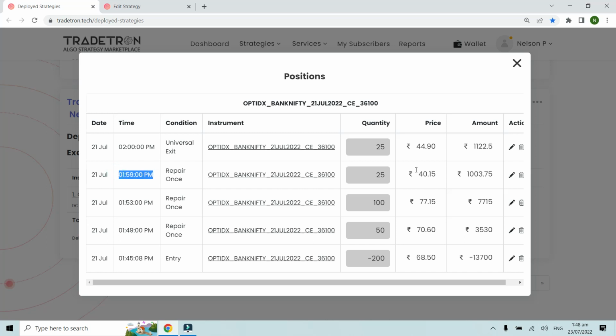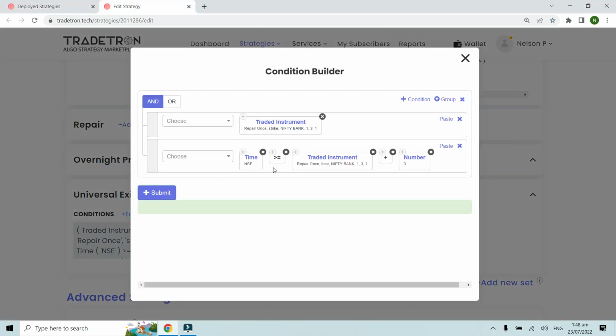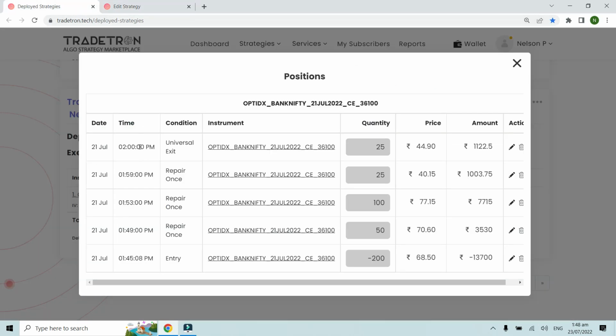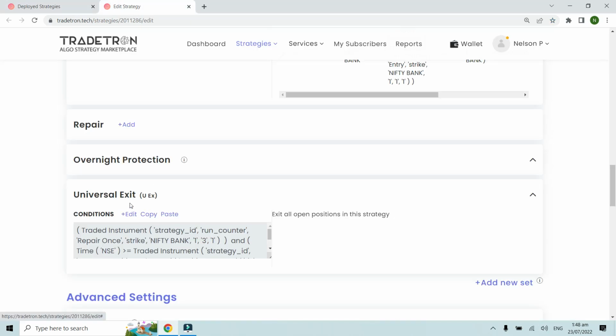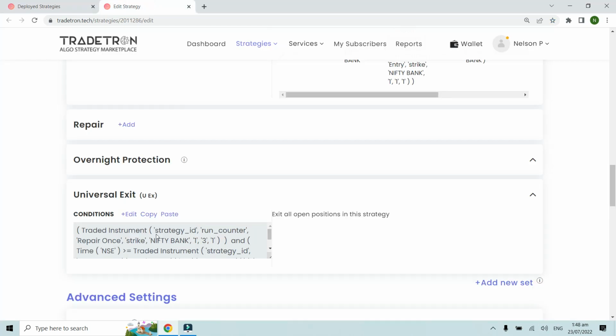In the third repair, we used how much? Just one lot, right? So that's the reason why it squared off one lot. And after 3 minutes after this, I think it was 1 minute after this. So that's the reason why it has taken that. 1 minute after repair, 131. Okay, I think there was some issue. Maybe I changed the strategy in between somewhere. That's the reason why it took after 3 minutes. Okay, so yeah, basically it's 159.